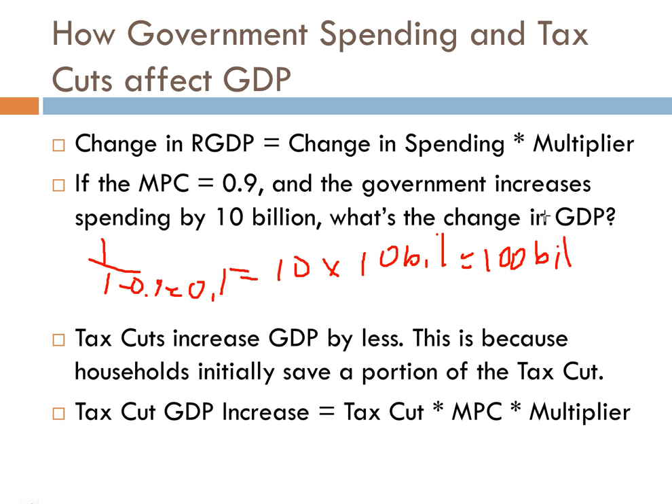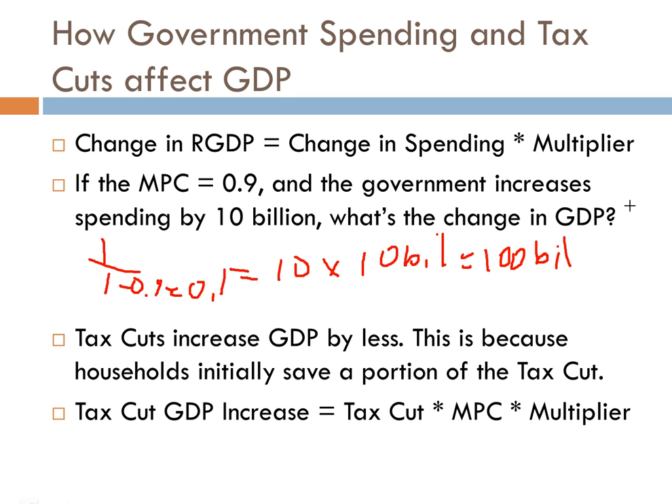However, the government can also choose to do a tax cut to increase spending. However, tax cuts provide less of a benefit to GDP because people will actually save a portion of the money. So let's say the government says we're going to give you a tax cut of 10 billion. People aren't going to spend that 10 billion. They're going to save a portion of it.